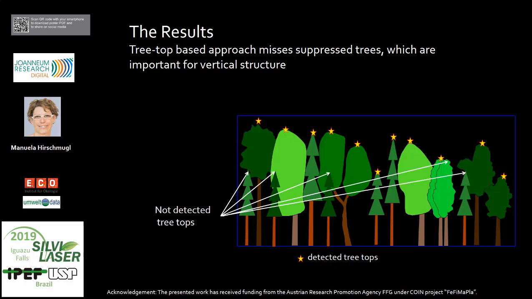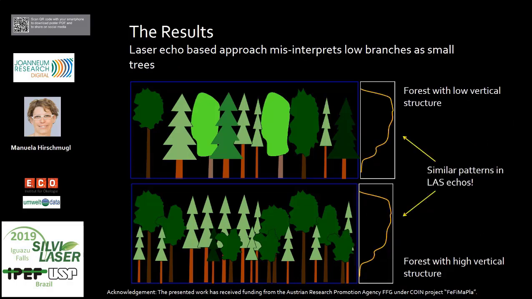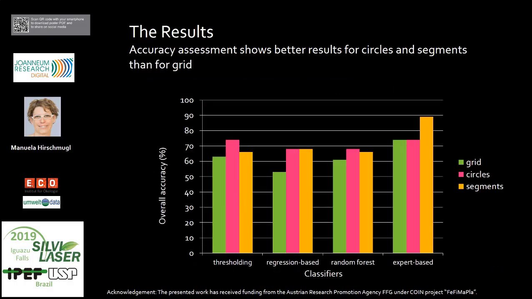As a first result, the treetop-based approach misses suppressed trees, which are important for the vertical structure, so these non-detected treetops are a problem. On the other hand, the laser echo approach misinterprets low branches as small trees. You can see here there is a forest with low vertical structure on top and one with high, with a lot of small trees at the bottom, and there are similar patterns in the laser echoes.